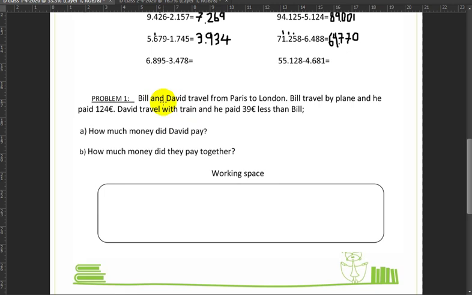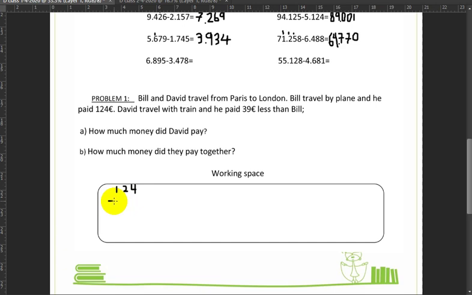Next up, we have a problem. Bill and David travel from Paris to London. Bill travels by plane and he paid 124 euros. David travels with the train and he paid 39 euros less than Bill. How much money did David pay? Okay, so to do that, we just have to do 124 minus 39. Sorry about that. Just wanted to make sure I read that right. Yeah, we have to do 124 minus 39.